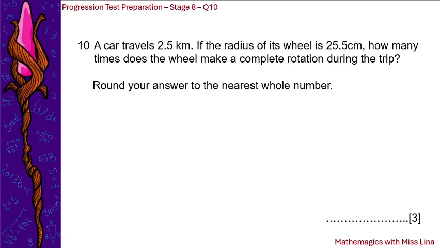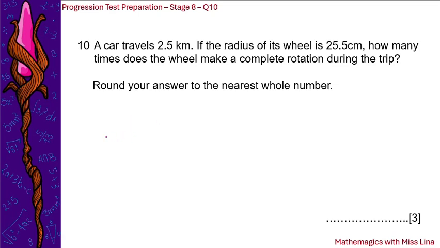Today we are going to answer question 10 of the progression test style questions of stage 8. This one says, a car travels 2.5 kilometers. If the radius of its wheel is 25.5 centimeters, how many times does the wheel make a complete rotation during the trip? Round your answer to the nearest whole number.